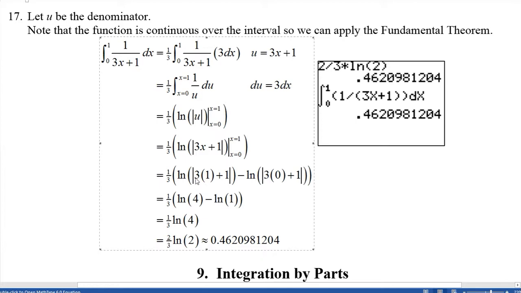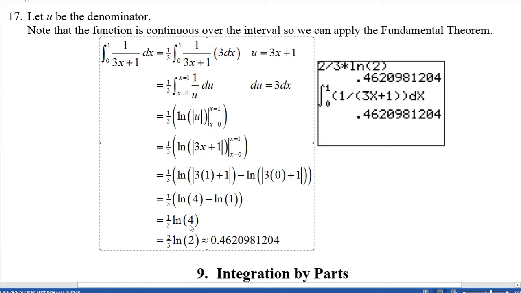Well, let's see what we can get out of this. 3 times 1 is 3, plus 1 is 4, so that's the natural log, and the absolute value of 4 is 4. So that's the natural log of 4. 3 times 0 is 0, plus 1 is 1. Absolute value of 1 is 1. The natural log of 1 is 0. So we have log of 4 minus 0 is log of 4, times the 1/3 is 1/3 natural log of 4.